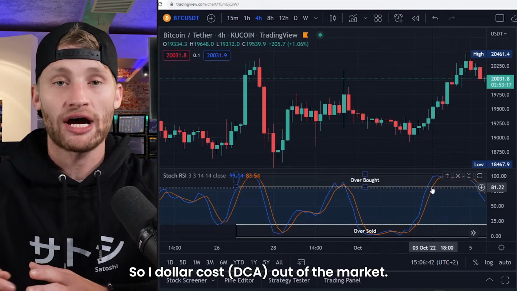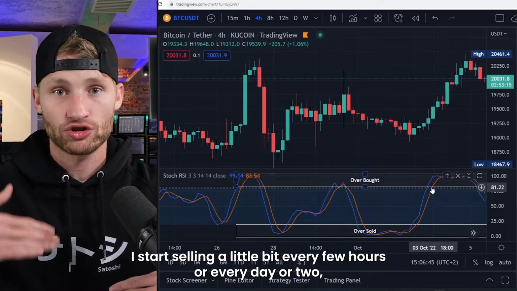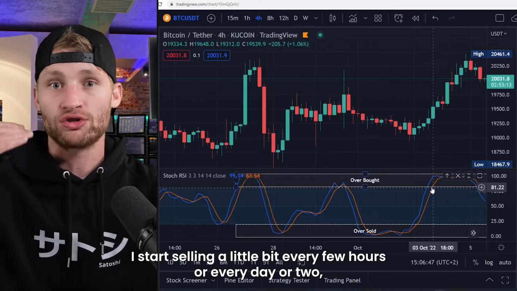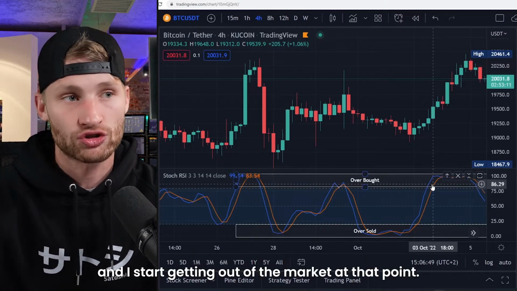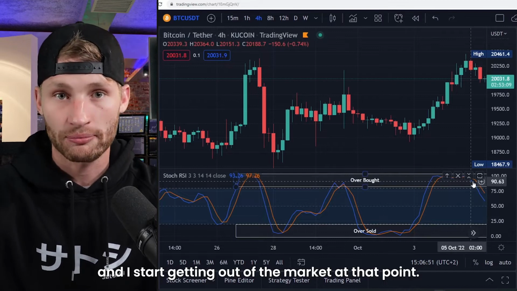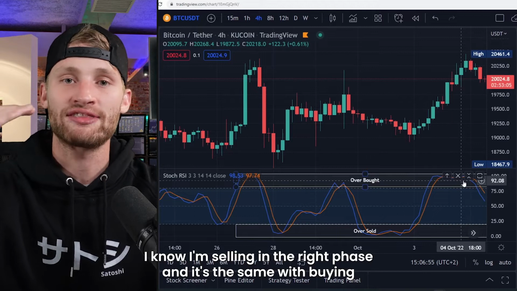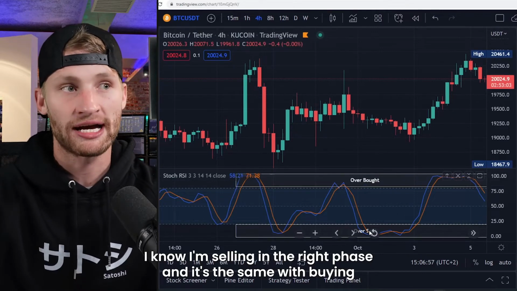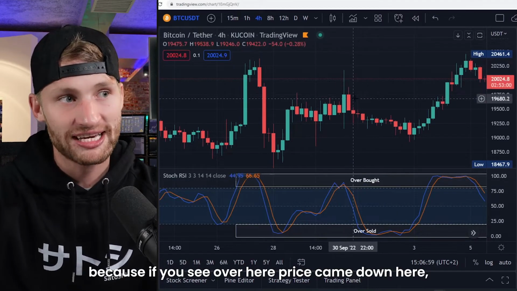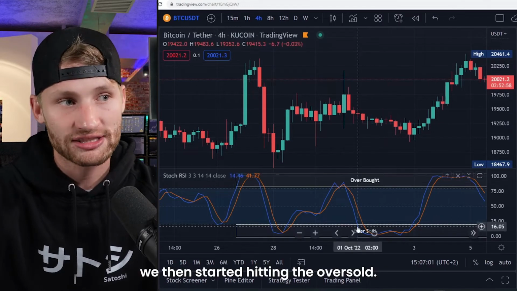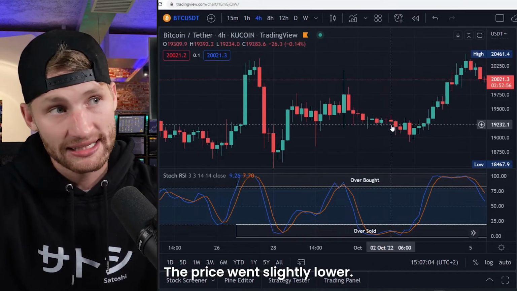So I dollar cost average out of the market. I start selling a little bit every few hours or every day or two, and I start getting out of the market at that point. It doesn't matter if I catch the complete top or not, I know I'm selling in the right phase. And it's the same with buying. Because if you see over here, price came down here. We then started hitting the oversold. The price went slightly lower.